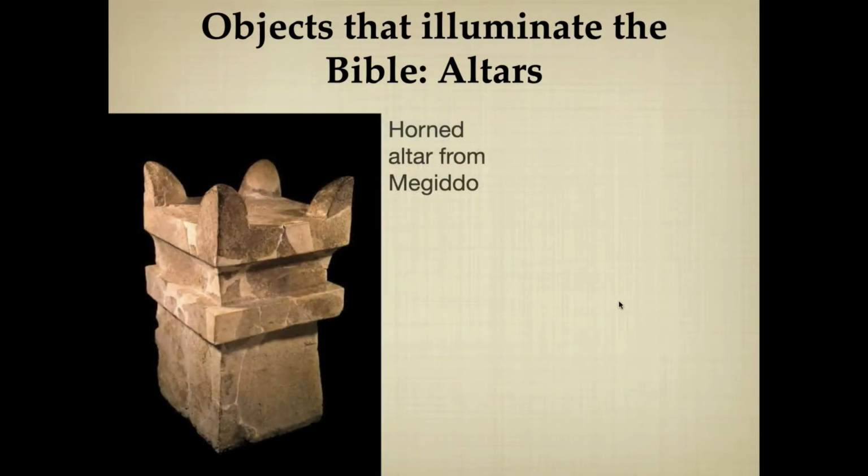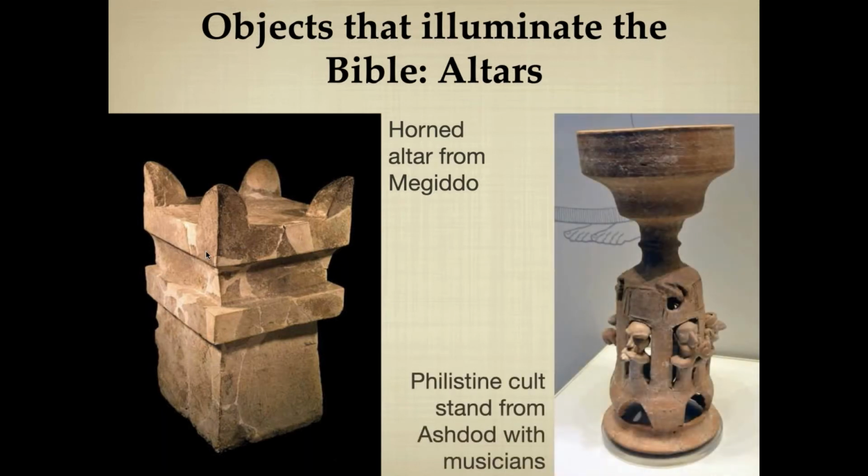And here's another horned altar from Megiddo that I believe may have been a pagan horned altar, but the idea was the same here. And then finally, here's an example of a Philistine cult stand from Ashdod. So this is an example that shows a part of the Philistine worship in which they have musicians, you can see on the bottom, playing different instruments there. And this was found in Ashdod. And this tells us a little bit more about those enemies of Israel that we now know today as the Philistines.